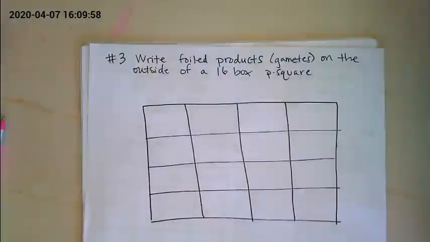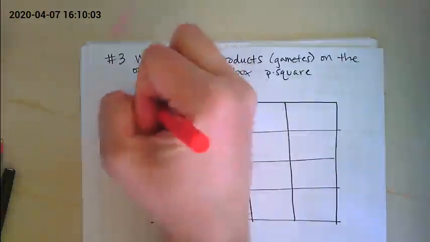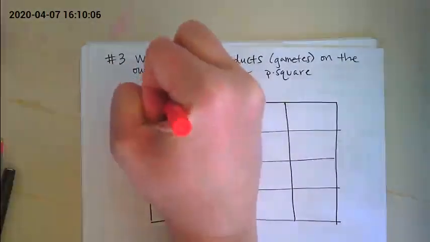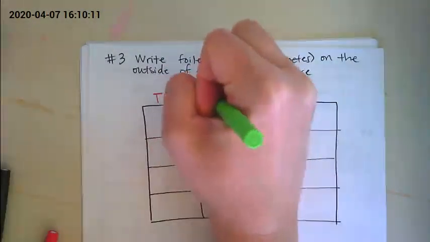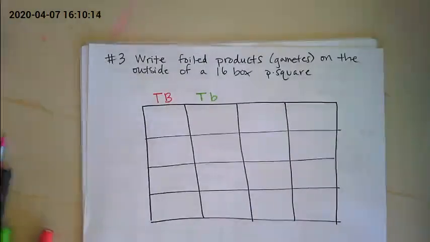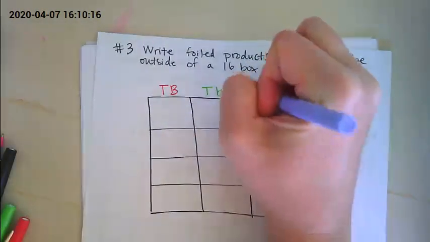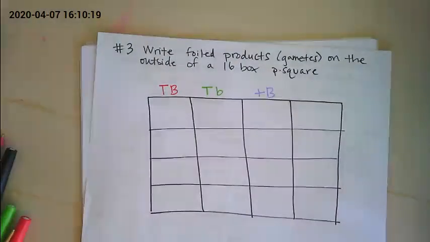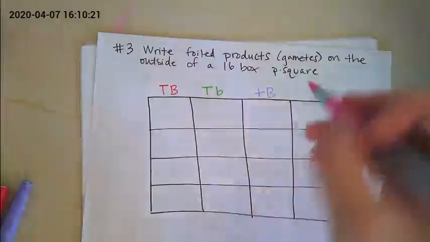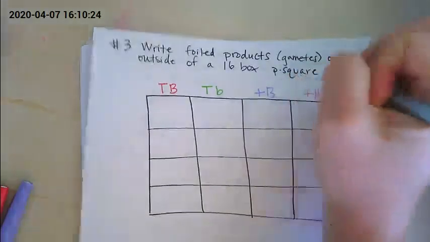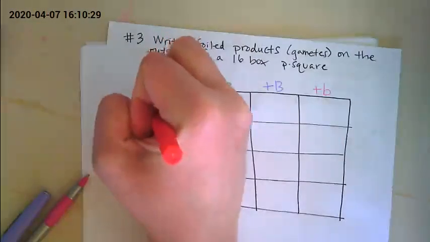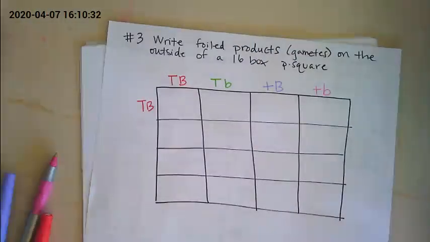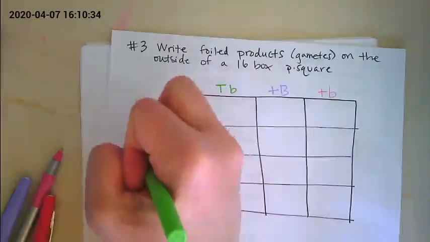Okay, looks pretty good. Now we are going to put our foiled products on the outside of our box. So I'm going to keep the color coding. This was person 1. This was the first one we foiled together, and that was the one that had the most diverse foiling products. The next person we did had the exact same foiling products. They were dominant for everything.